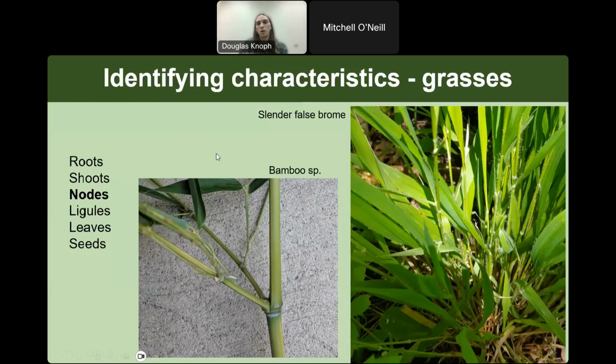And over on the right side here, we have slender false brome. One of the key identifying characteristics for this one is that the nodes of this plant are distinctly very hairy. There's a lot of hairs on just the nodes. There are a few areas here where you can see the nodes are these bright white spots as opposed to the green stems. So that helps to differentiate it from other similar looking species.